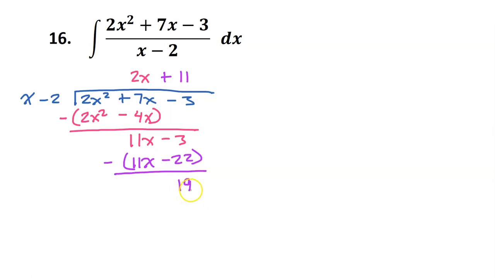19 is the remainder. So what you do with the remainder is you add it on to the end as a fraction. You do 19 over the divisor. So 19 over x minus 2. So the original quotient is the same as what we're getting right here. So I'm going to rewrite my integral using all of this.